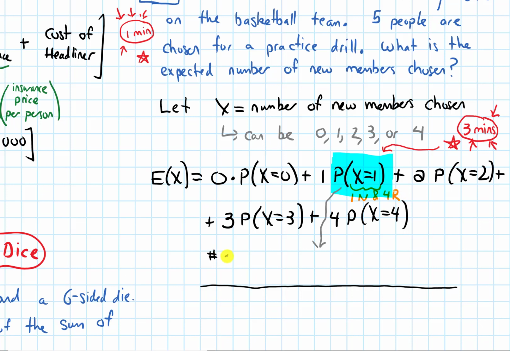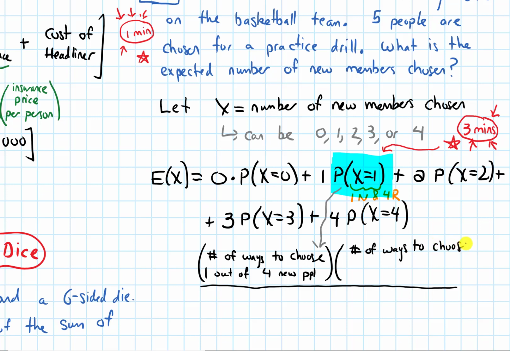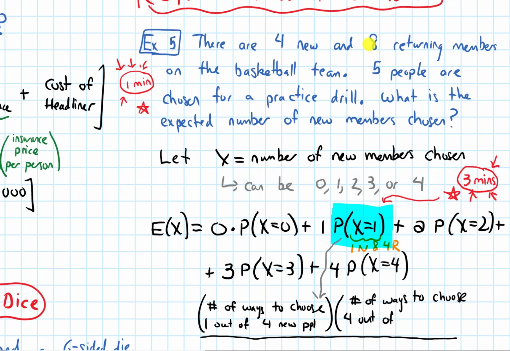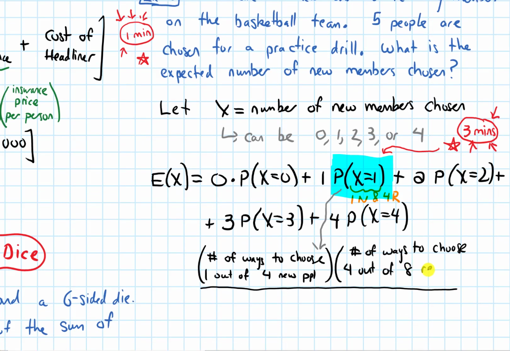So I'll need the number of ways. And it doesn't matter the order in which I pick them, so I'm going to use the word choose. Number of ways to choose first, 1 out of 4 new people. And that's going to get multiplied by the number of ways to choose 4 out of the 8 total returning members, 4 out of 8 returners. And the denominator in probabilities is the total number of outcomes.